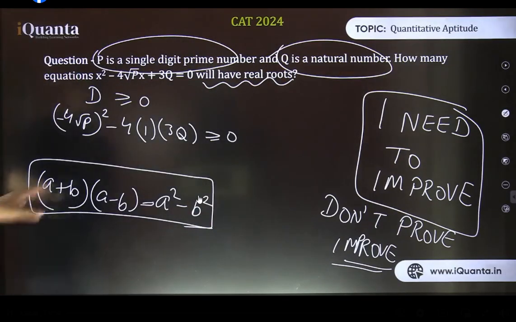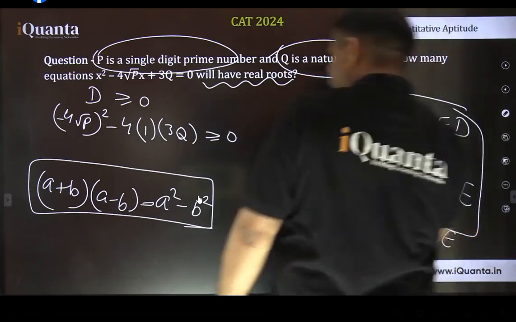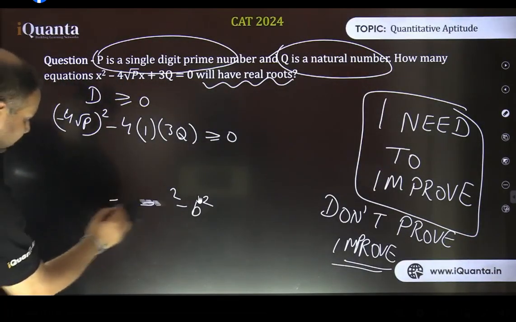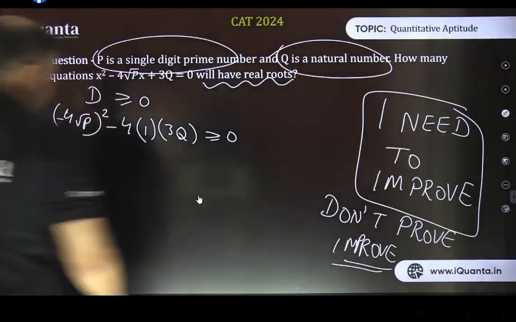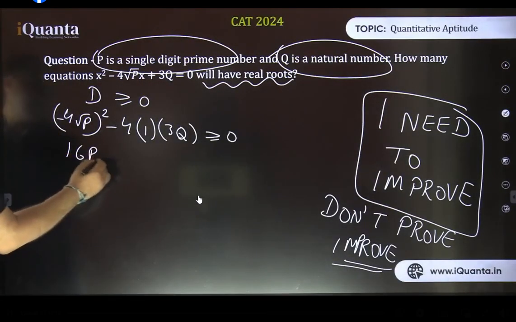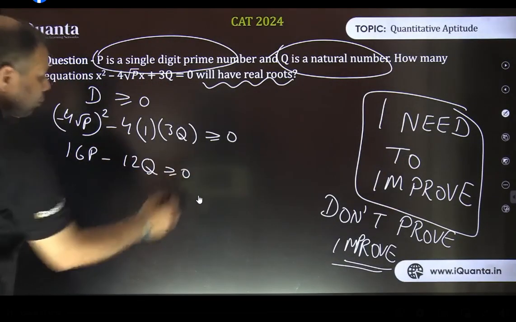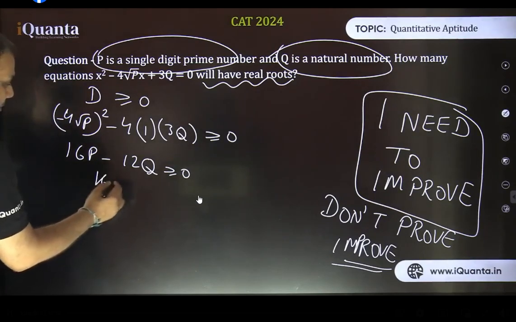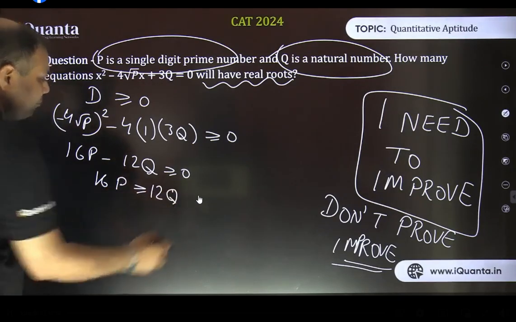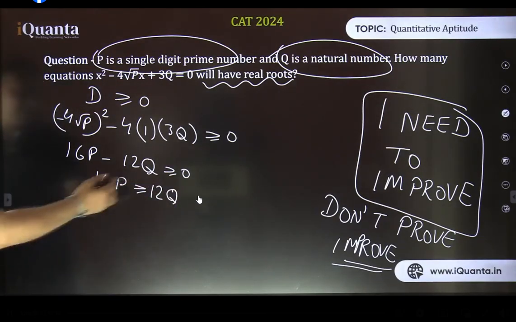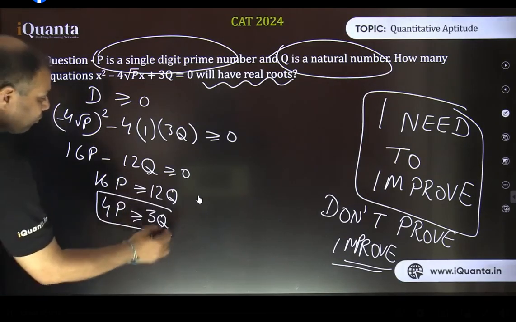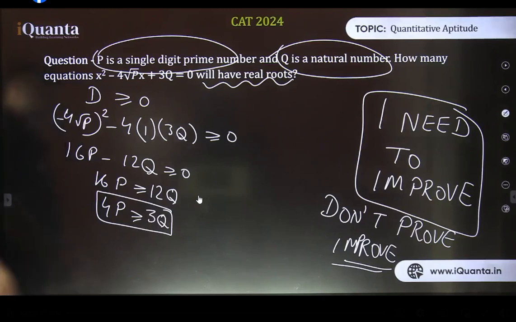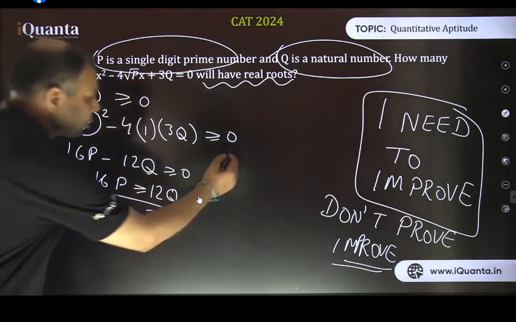Okay, let's proceed further. Let me make some space here. Okay, so if I simplify this, this is going to be 16p minus 12q. It must be greater than or equal to 0. Fine. So that means 16p must be greater than or equal to 12q. We can certainly divide by 4 both sides. So if I divide by 4, it comes out to be 4p must be greater than or equal to 3q. Fine. So that is the only one inequality, right? So now how to solve it? It is not required to be solved. We need to check the values as I said earlier. What can be the values of p and q? So let's make a table.